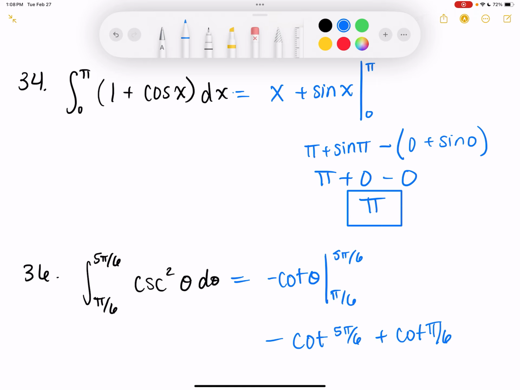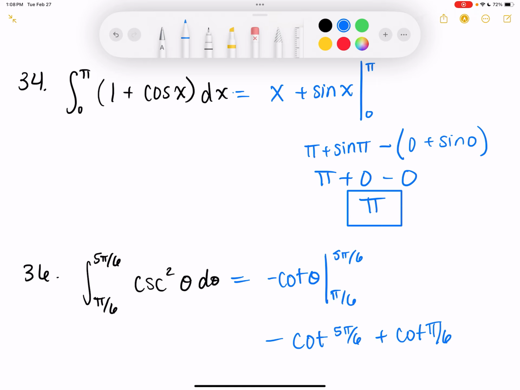Ew, that's gross. And then you gotta rationalize that puppy. So it's 3 root 3 over 3? So it's root 3. Oh, no, it's just root 3, if you simplified it. Is that the final answer? Root 3 for cotangent of pi over 6. Yes, for cotangent.